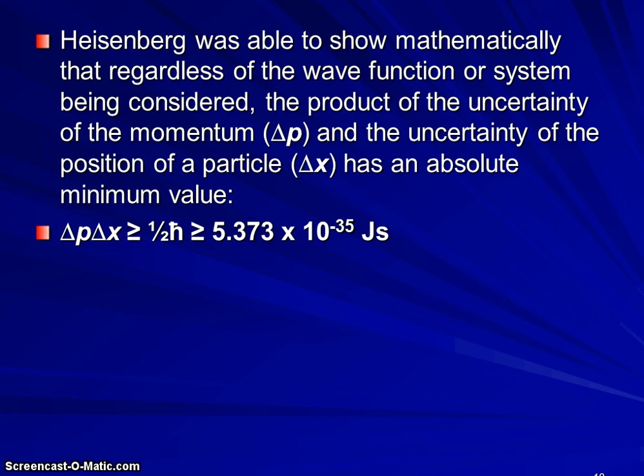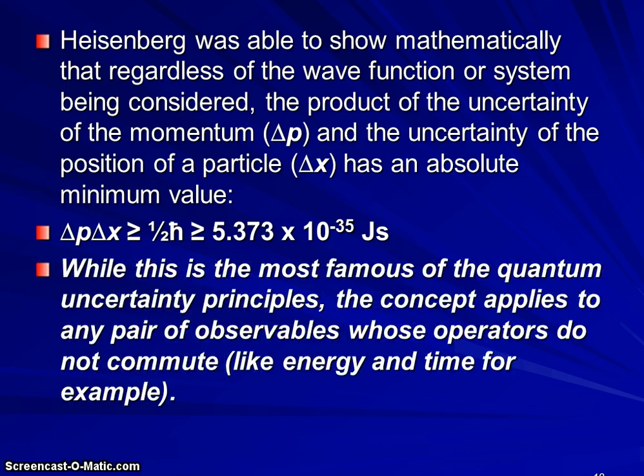this can be significant. While this is the most famous of the quantum uncertainty principles, the concept applies to any pair of observables or measurables whose operators do not commute. Another one that's famous that caused a discussion or argument between Einstein and Bohr was the uncertainty with respect to energy and time.